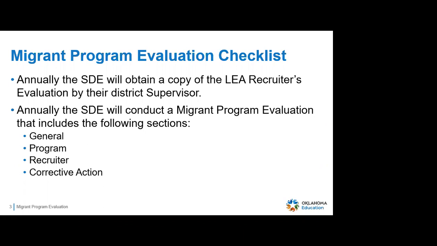So on the evaluation checklist, this will be done annually. The state will obtain a copy of the district recruiter's evaluation by their district supervisor, their local supervisor. Annually, the state will conduct a migrant program evaluation that includes the following sections: general, program, recruiter, and if there's any corrective action from those general, program, and recruiter areas.